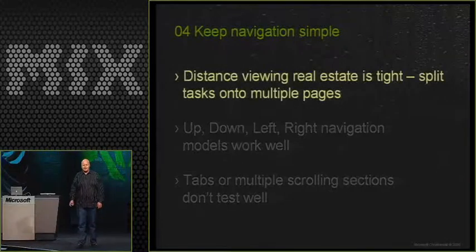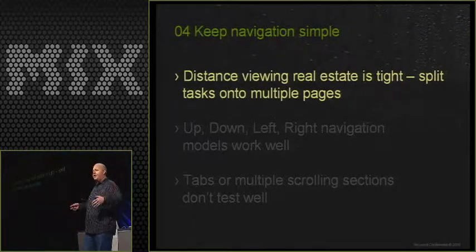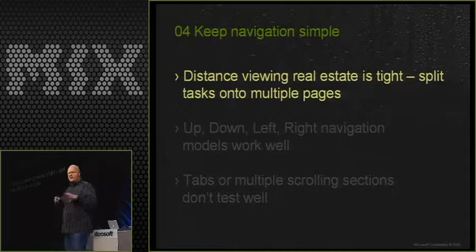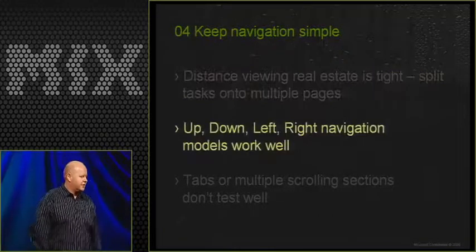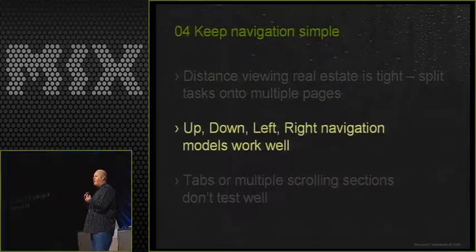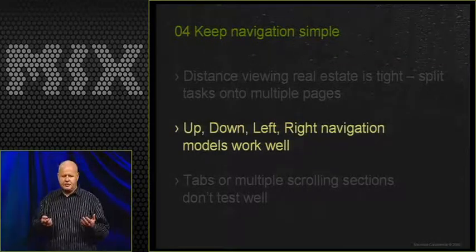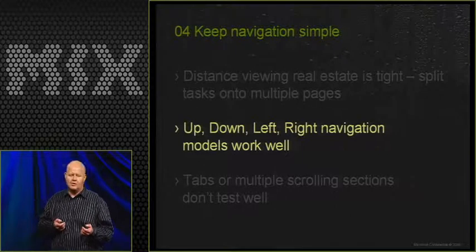I'll try not to say that again, but keep it real simple. I mean, distance view real estate's really tight. Even though our plasma screens are huge and they're getting really big, compared to your desktop monitor, the resolution is really tight. So it's important to split up your task into multiple screens. Again, up, down, left navigation models work well. If you could mimic the hardware in your user interface, then you're making your life a lot easier because the user recognizes that sort of interaction model.